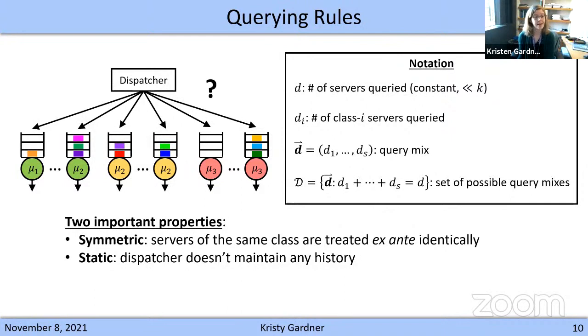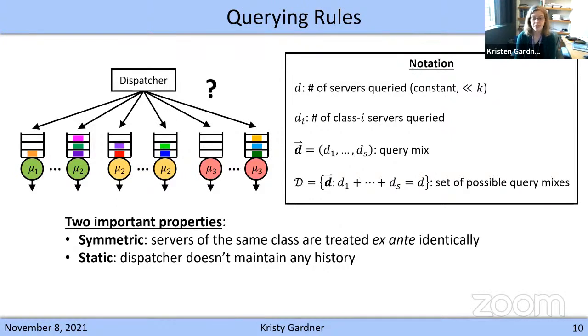Our second property is that our querying rules are static, and this means that our dispatcher does not maintain any history. When we're making querying decisions, we're not allowed to know, for example, what set of servers we queried when the previous job arrived, or where we sent the last 5 jobs. We have to make each decision independently of the history of the system.